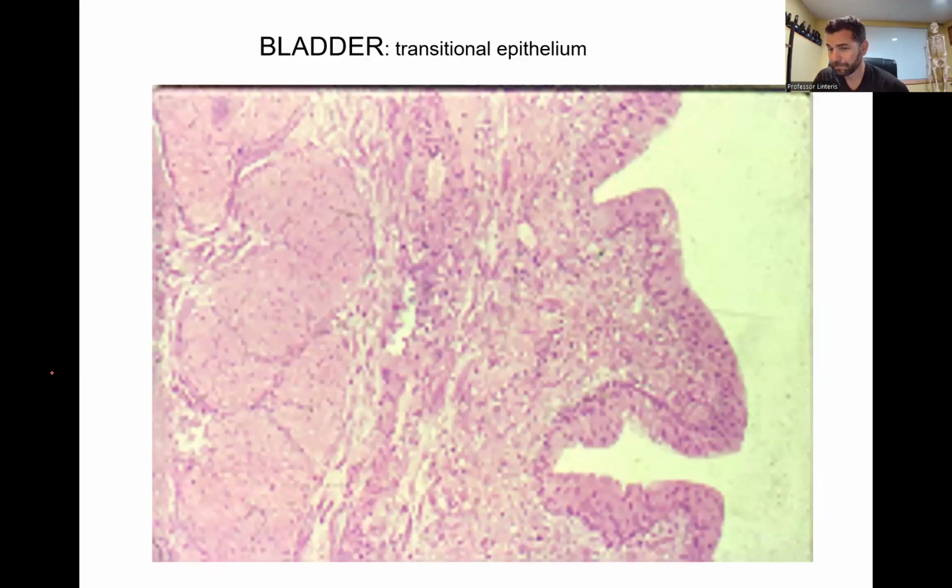This is a slide of the bladder. We can see that the bladder is made of transitional epithelium.